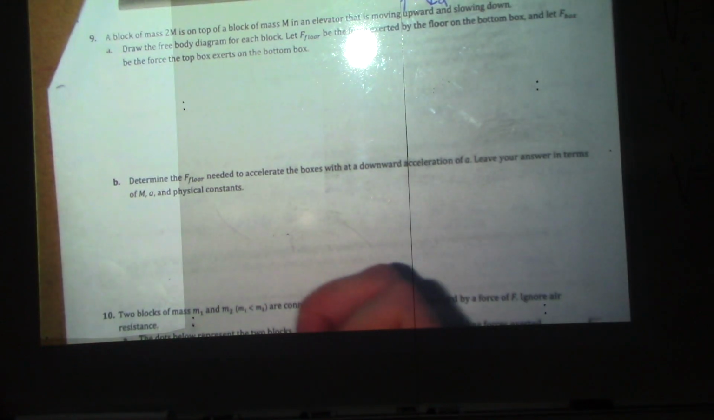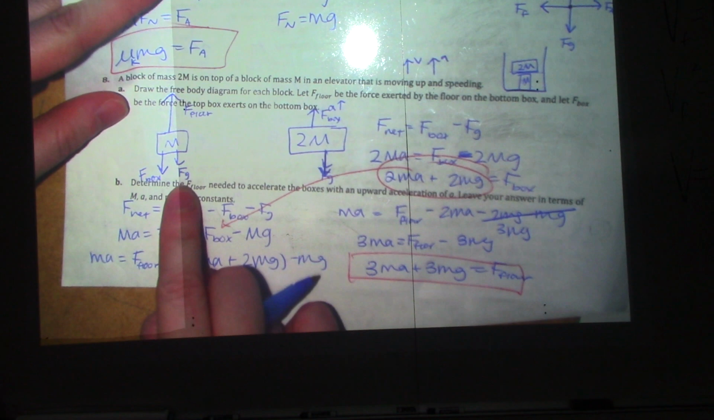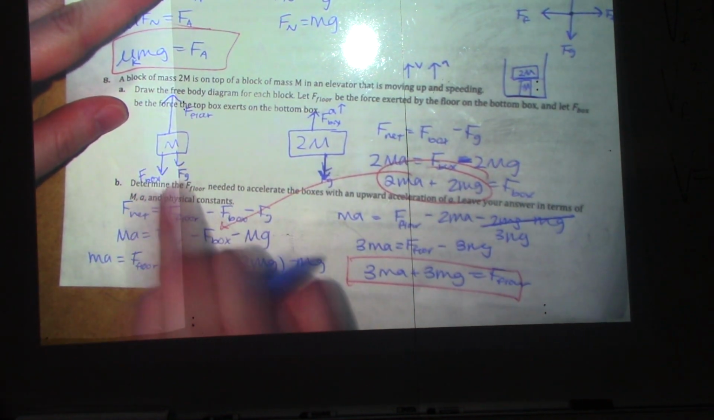Very, very similar situation, except now I'm in an elevator that is moving upwards and getting slower, so that means my acceleration is down. I still have the same free body diagrams, right? I haven't changed the forces. It's still the floor pushing up and then gravity on each of them, and it's still the bottom box pushes this top box up and the top box pushes this bottom box down. It's just that now it's not accelerating up, so these upward forces are less than my downward forces.